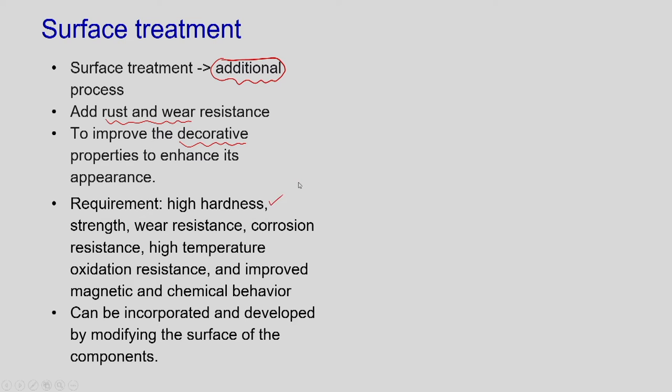Then there are other benefits of doing the heat treatment, surface treatment, and these are enhancement in hardness, strength, wear resistance, corrosion resistance, high temperature oxidation resistance, magnetic and chemical behavior of the parts or products. And this surface treatment, as we have seen, can be carried out by modifying the surface of the components by a variety of processes. So conventional processes, as we have seen, are induction heating or furnace heating, and then carrying out the cooling operation of the parts.